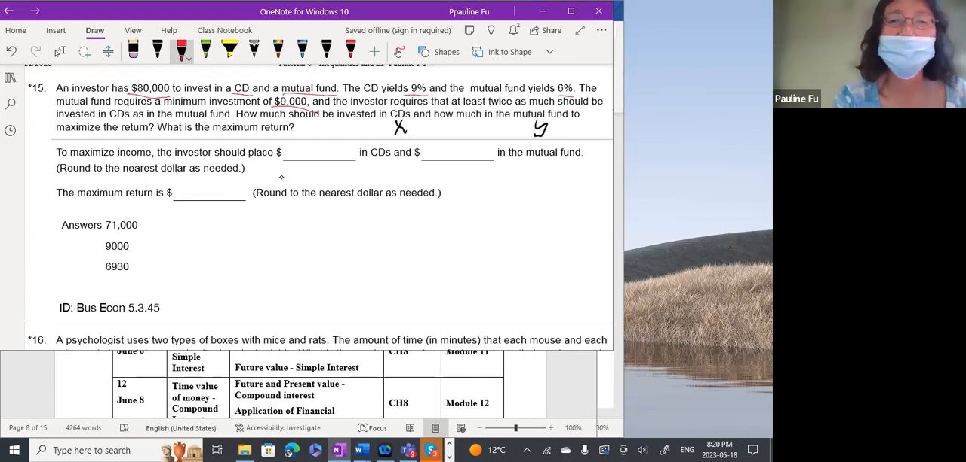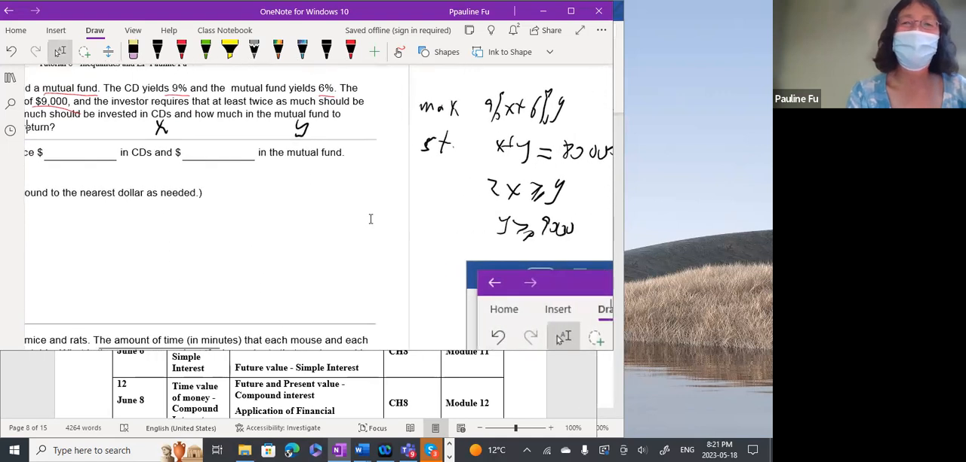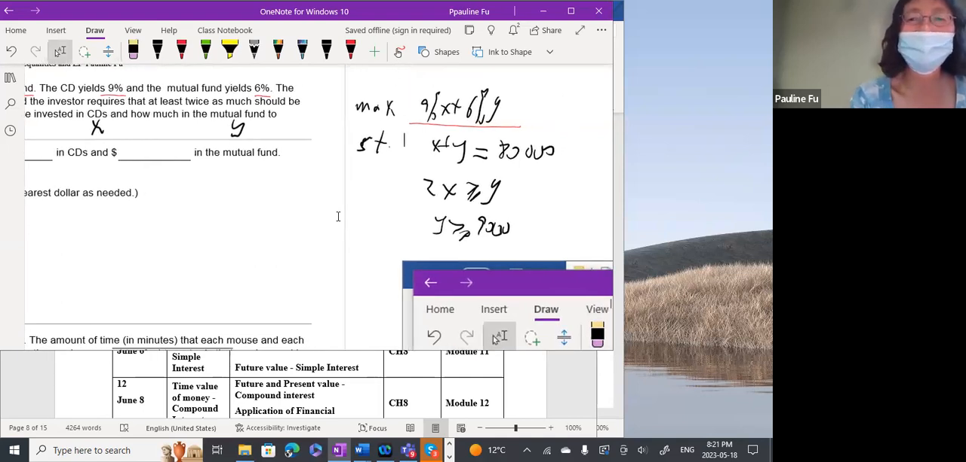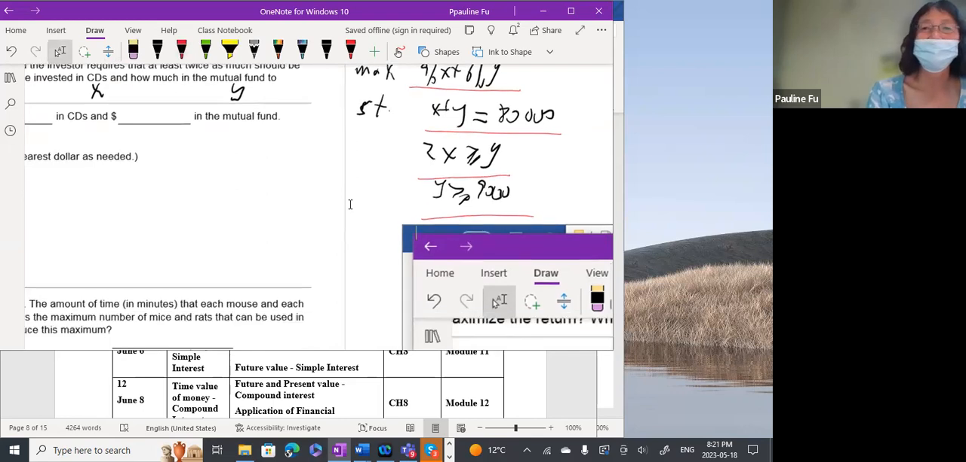Okay, let X represent the amount of money you invest in CD. Y is the amount you invest in mutual funds. And then you want to maximize 9% times X plus 6% times Y. That is your objective function. And the constraints are X plus Y equal to 80,000, 2X greater or equal to Y, Y greater or equal to 9,000. Those are the constraints. And of course, X greater or equal to zero, Y greater or equal to zero.